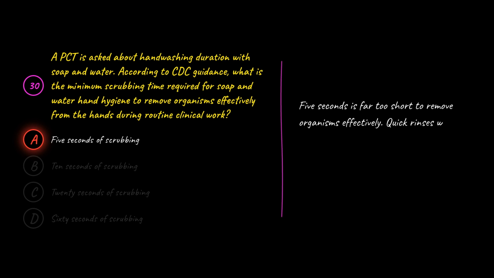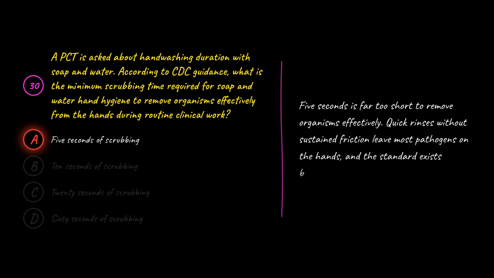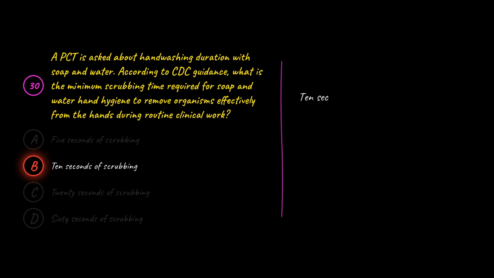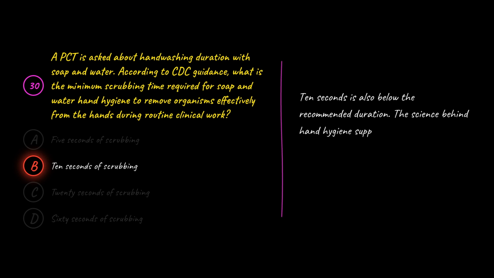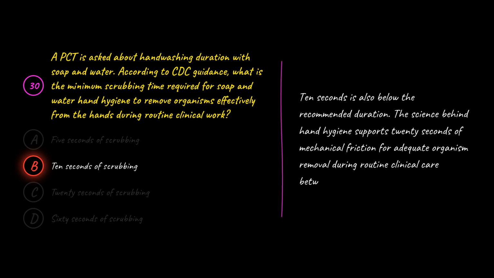Quick rinses without sustained friction leave most pathogens on the hands. And the standard exists because longer contact time is needed for adequate removal. B is wrong because 10 seconds is also below the recommended duration. The science behind hand hygiene supports 20 seconds of mechanical friction for adequate organism removal during routine clinical care between patients on the unit.